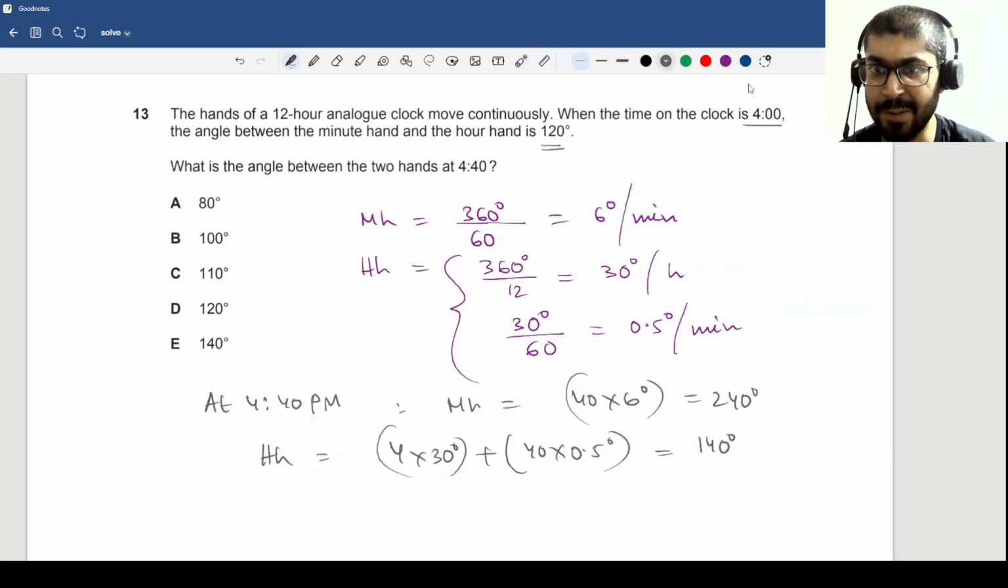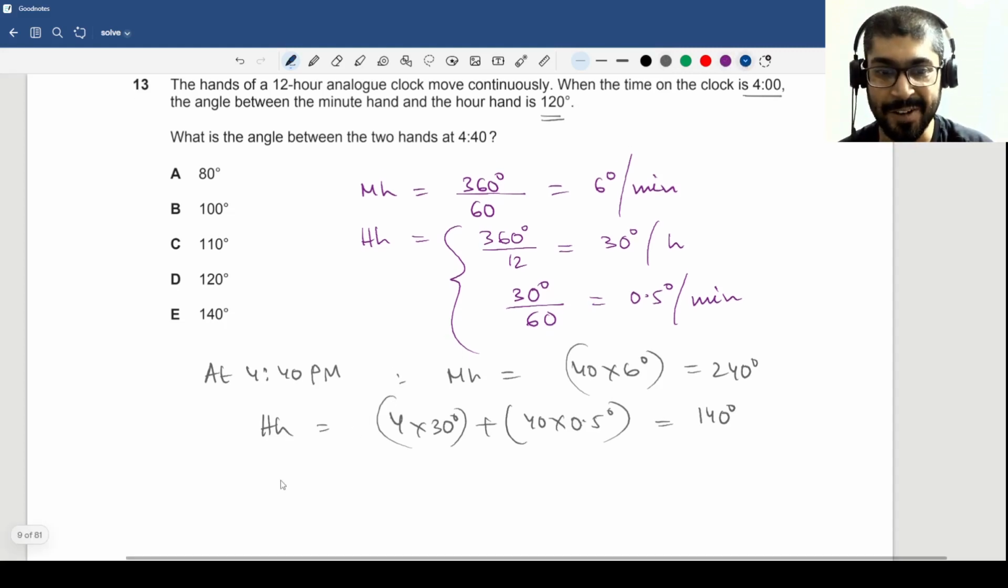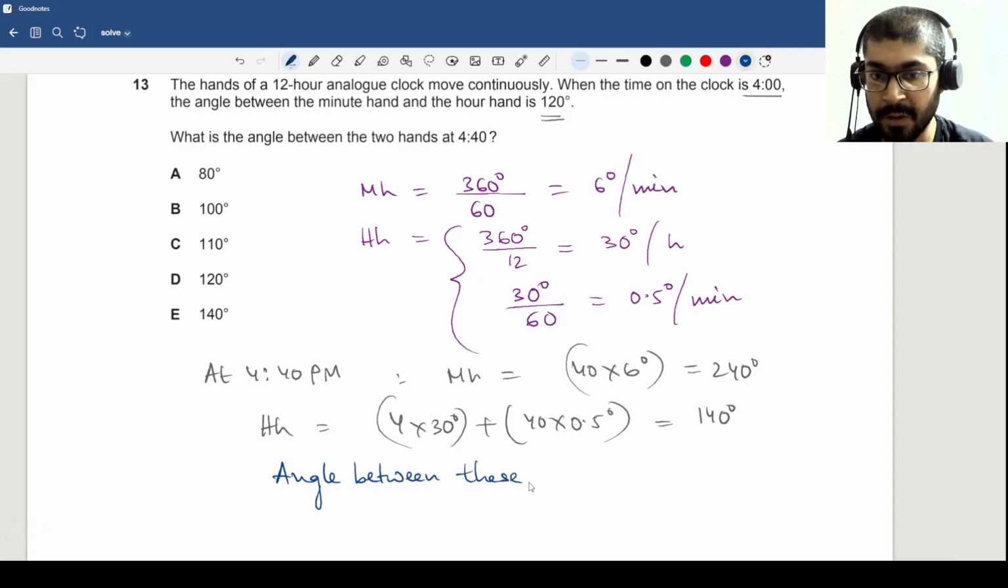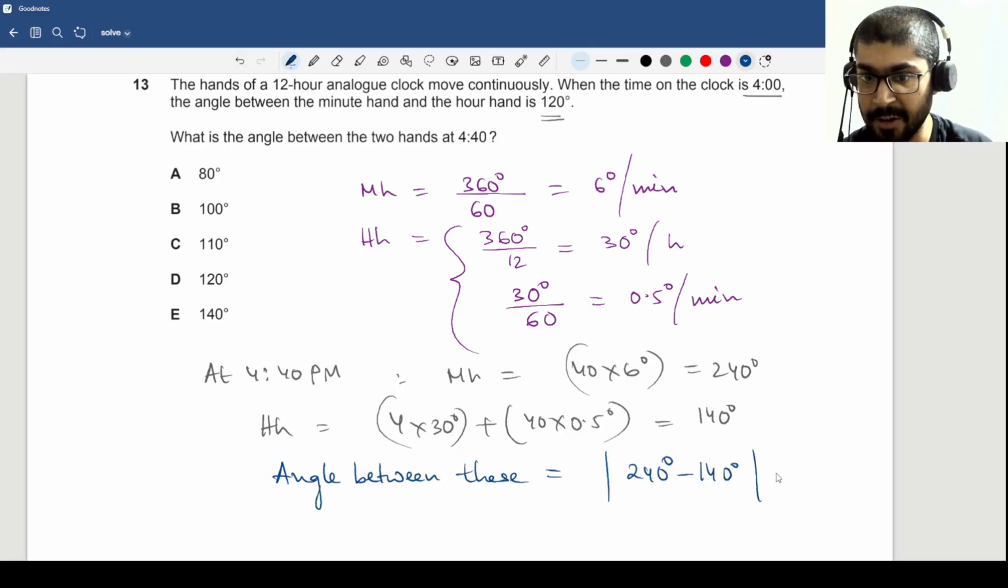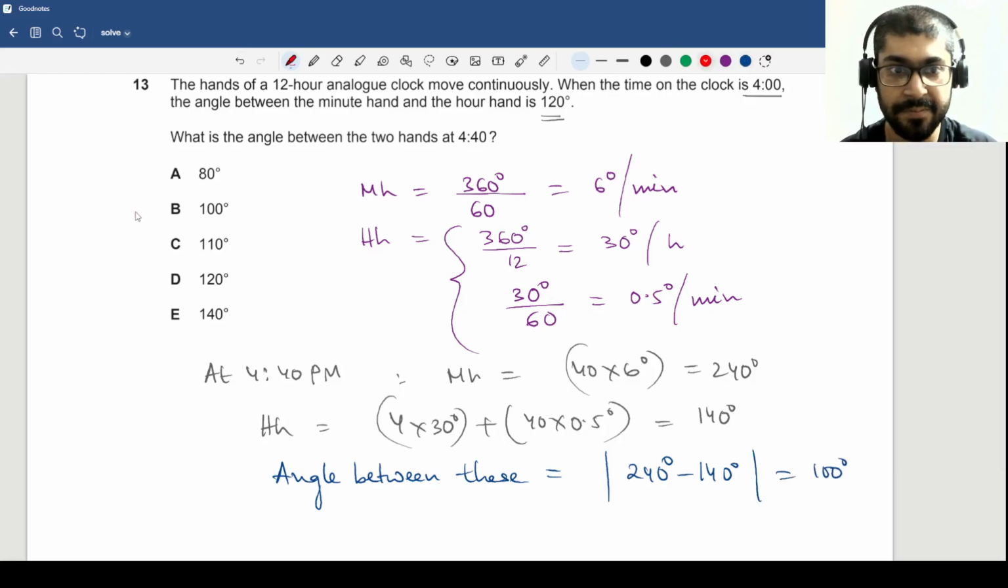Now what is the angle between these two? I hope you can see the solution now. So the angle between these two will be, always take a modulus, because there are reflex angles and so on. The modulus will ensure that you always get the positive answer. So 100 degrees, that means option B.